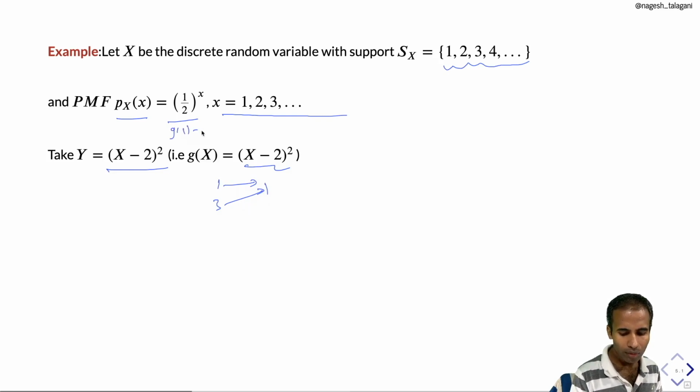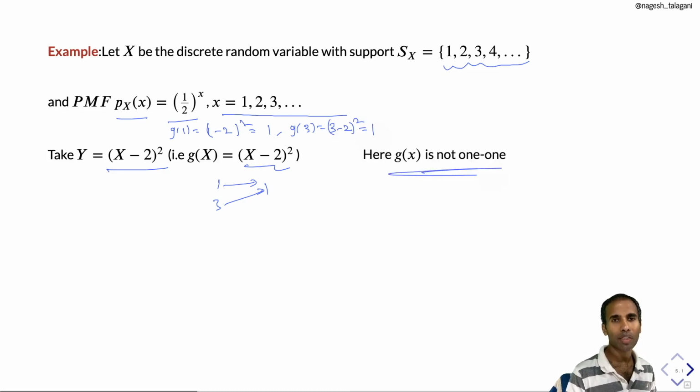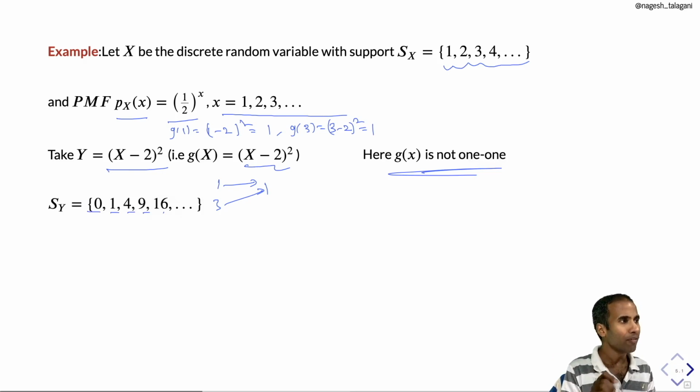Okay, because you see, g of 1 is what? 1 minus 2 whole square, which is going to be 1, and g of 3 is also going to be 1, because 3 minus 2 whole square is also 1. Here 1 and 3 both are mapping to 1, so that's why we can say that g is not 1-1 here. Here the support of y, y can take the values 0, 1, 4, 9, 16. It can take only squares, right? X minus 2 whole square. In this mapping from Sx to Sy, only one value has two preimages. Everything else will have only a single preimage.